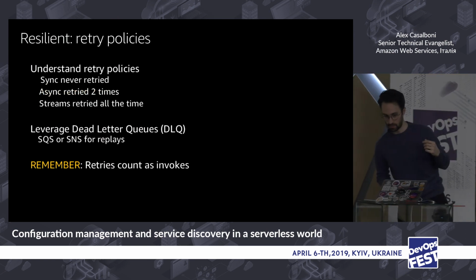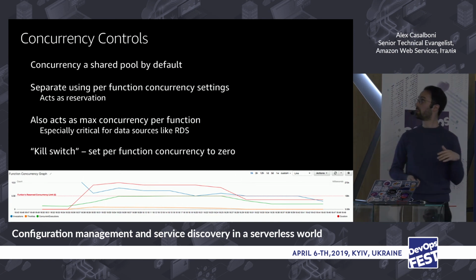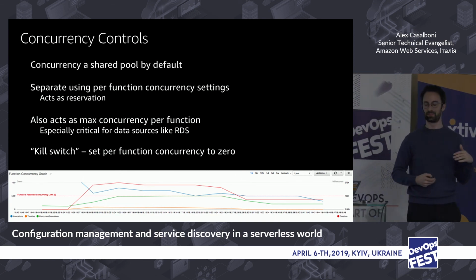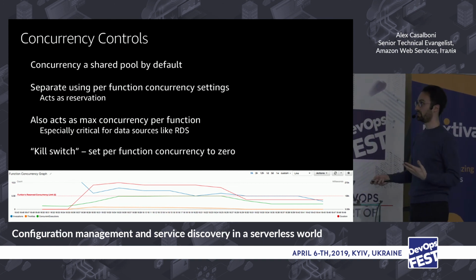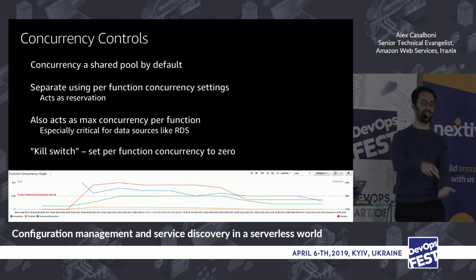One last, actually, let me skip the retry policy. We are out of time, right? So you have concurrency controls to control how many concurrent executions of your Lambda you can allow. Eventually, you can use the same feature to scale down to 0.